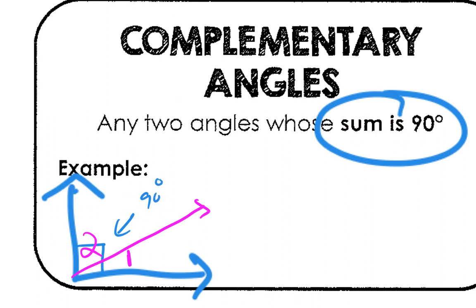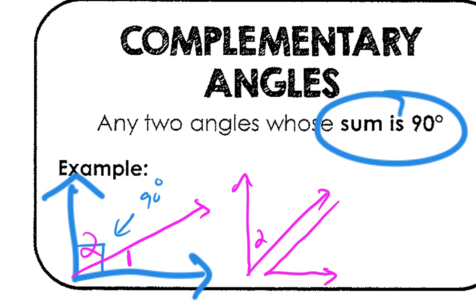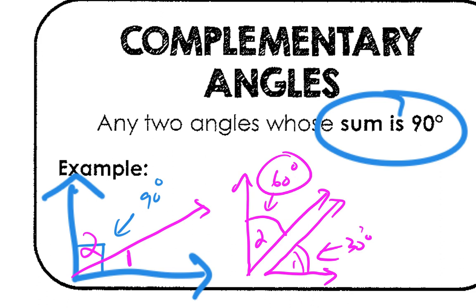Now also they could be separate. Imagine I had this angle right here, number 2, and then I had a separate angle right there, number 1. If I said that was 60 degrees, and this one with two arcs is 30 degrees, then the 60 and 30 would add to 90. So complementary angles are any two angles whose sum is 90. They could be separate like this, or they could be both on the same one.